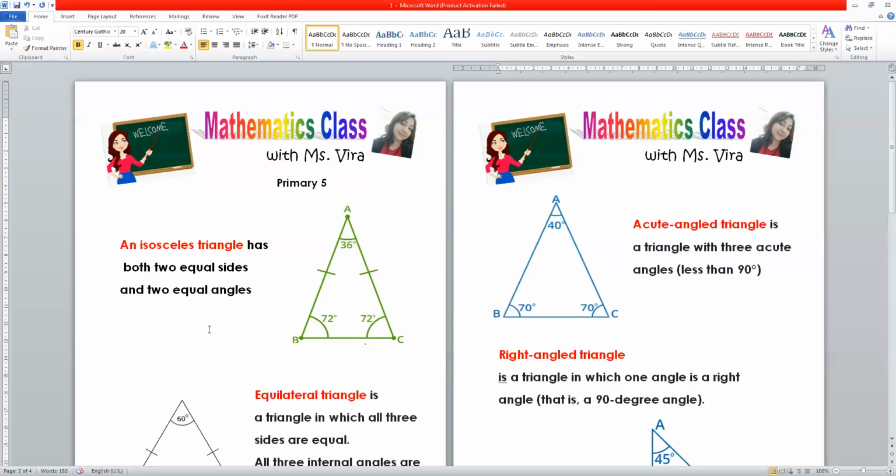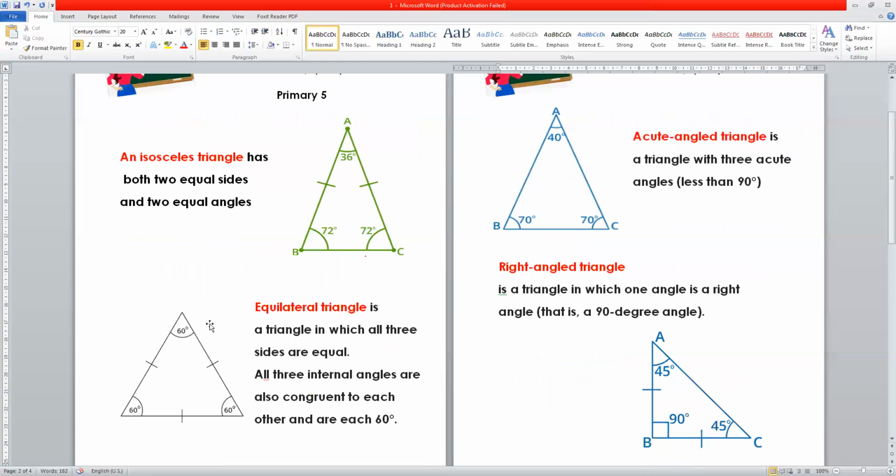Okay. The second type of triangle is the equilateral triangle. Now, an equilateral triangle is a triangle in which all 3 sides are equal. All 3 internal angles are also congruent to each other and are each 60 degrees. So here's the example of an equilateral triangle, because it has 3 equal sides and then 3 equal angles.